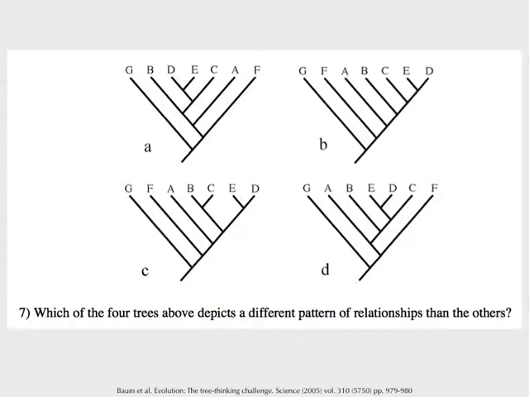This one was harder for people. Let's advocate an answer here. B and C are a clade, and everyone else is not in the clade. Good?